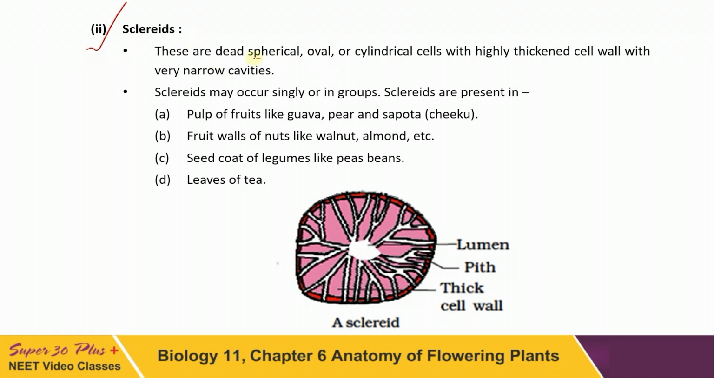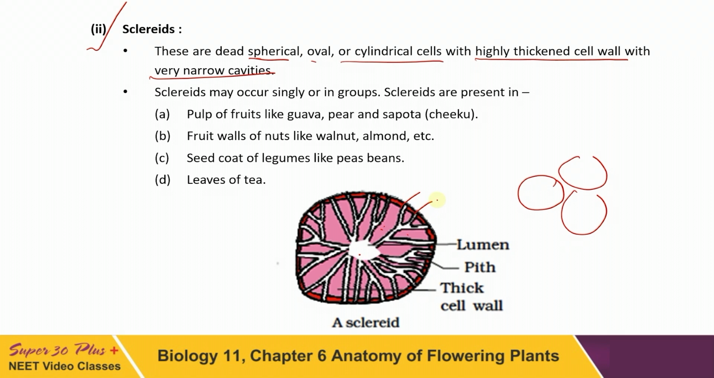These are dead spherical, oval or cylindrical cells, with a highly thickened cell wall and a very narrow cavity. You can see that this is one cell. Either this will be a single cell or there may be a group of such cells. Here the cell wall is very thick, and a small lumen is left. The cell wall is very thick, and the pits are there. These are the pits.